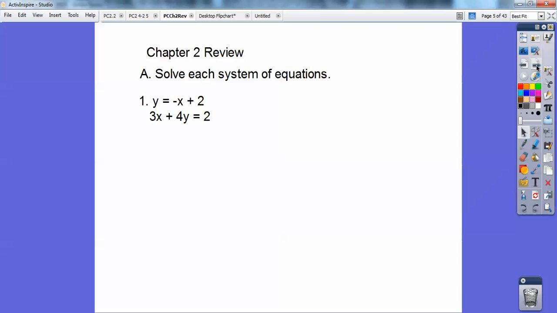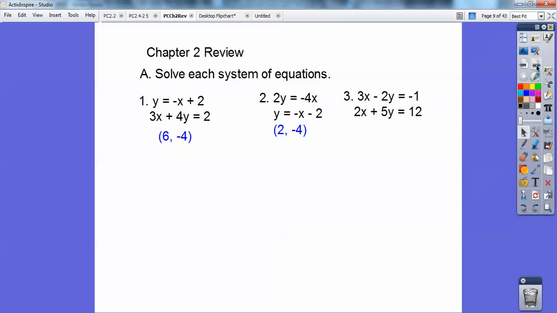Alright, so here we go. Solve each system of equations. Again, pause these and work these out yourself. I know some of you aren't going to pause, and that's cool. But you should get 6, -4. Here's another one. These are Algebra 1 skills, so hopefully you get those okay. You get 2, -4. Here's another system of equations from your Algebra 1 class, but I did teach this in Chapter 1 of this class also. You should get 1, 2.